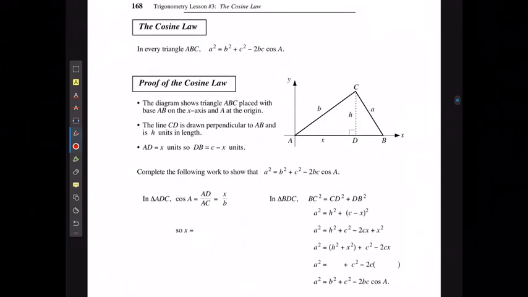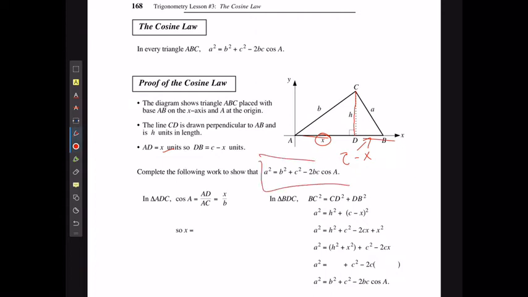Now, if we're figuring out why the cosine law works, well, the diagram shown is a right angle triangle, just like what we did in the last case, where triangle ABC is placed with AB along the base and A at the origin. The line CD is drawn perpendicular to AD, creating this height, or the right angle triangle. And in this case, I could say that A to D is x units, which is stated here, and that D to B is going to equal the side length of C, so the side length opposite angle C, minus the x units is what's going to be in this side here.